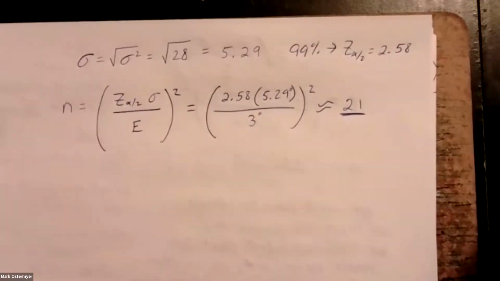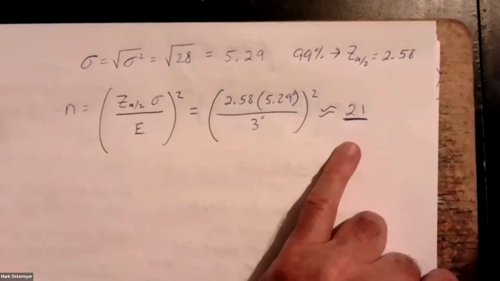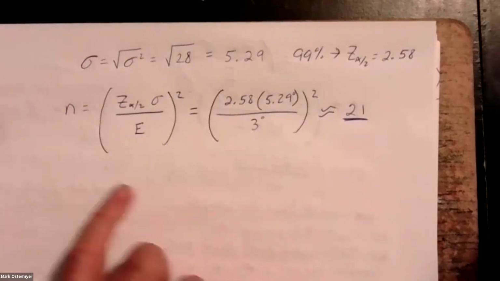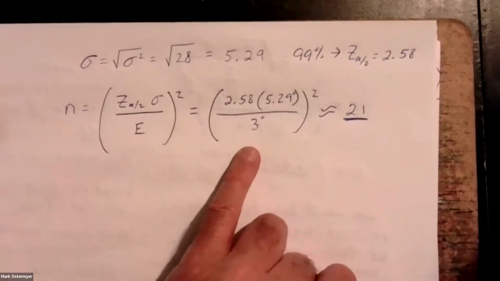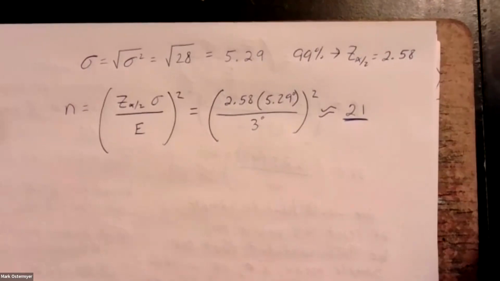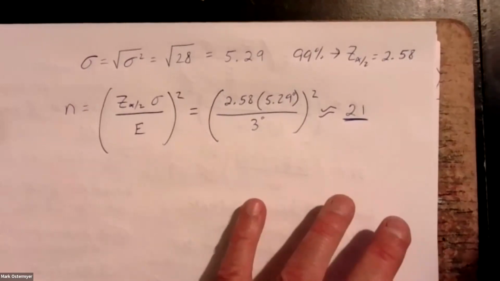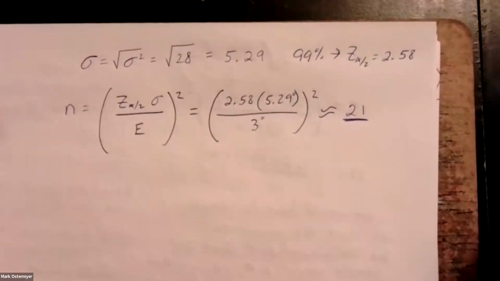And as a result, to interpret what this is saying, we would, ladies and gentlemen, have to sample at least 21 days or more in order to be 99% confident that our sample mean water temperature will be within 3 degrees of the actual unknown mean water temperature of the lake for probably the whole year, or for many, many days. All right, and so that would be the result there. Did anybody get that?